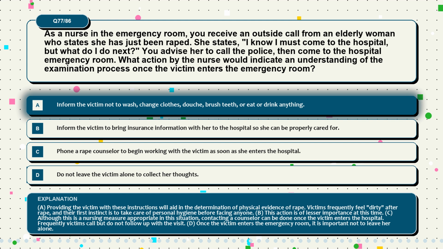B. This action is of lesser importance at this time. C. Although this is a nursing measure appropriate in this situation, contacting a counselor can be done once the victim enters the hospital. Frequently victims call but do not follow up with the visit. D. Once the victim enters the emergency room, it is important not to leave her alone.